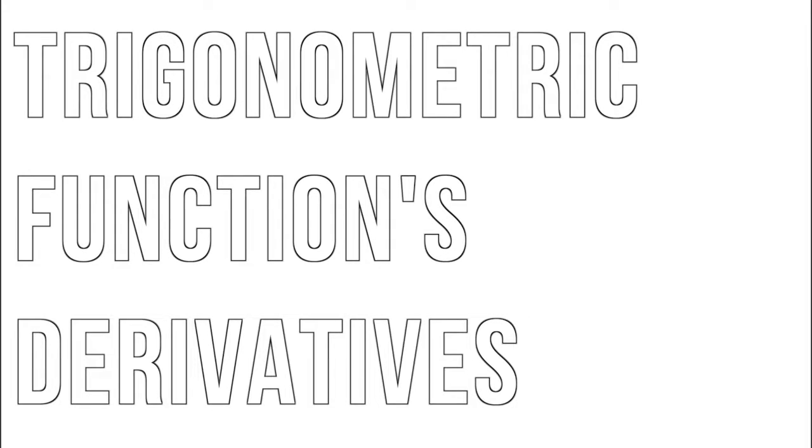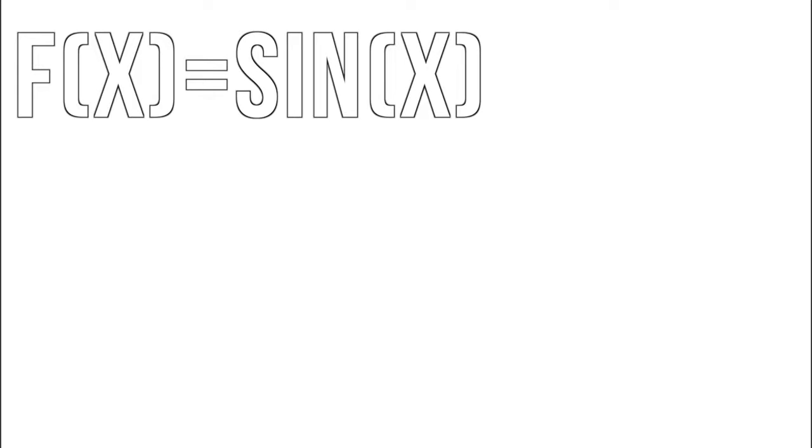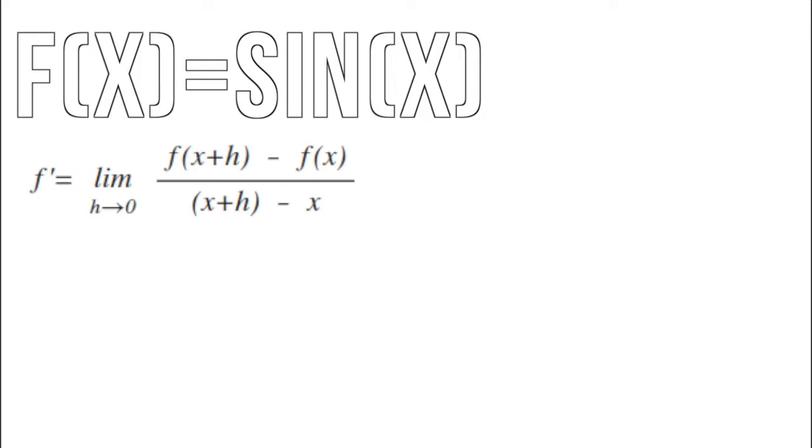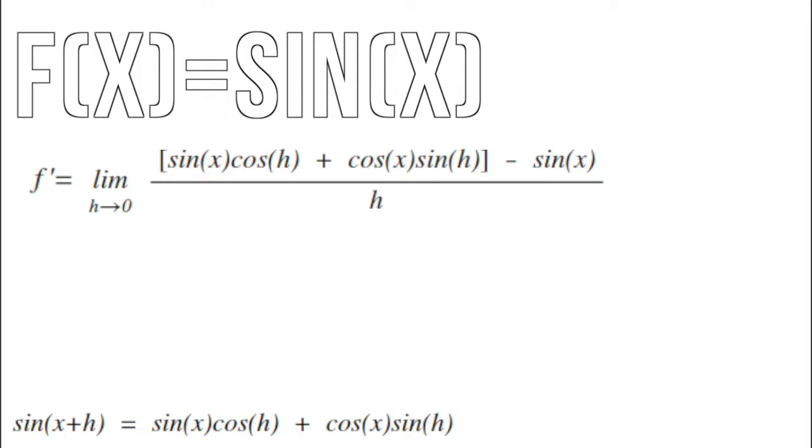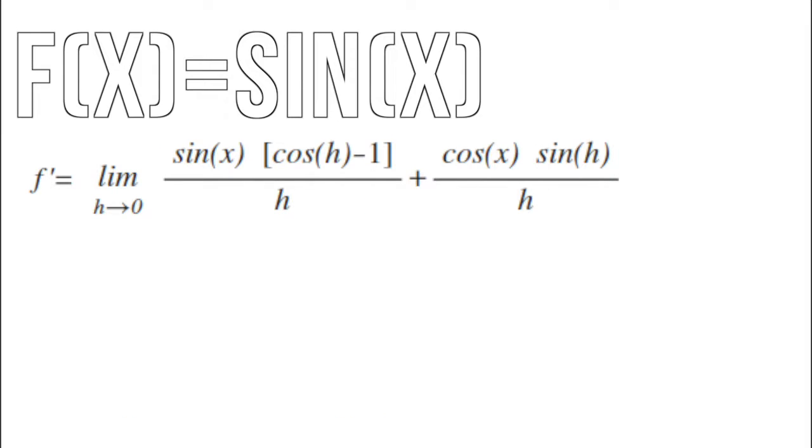Derivatives of trigonometric functions have interesting relationships with each other. Let's begin with sine, and in order to find the derivative of sine, we need to use the formal definition of derivative. After substitution, we realize that there's no way to factor, so we transform the sine of x plus h using the sine angle addition formulas. Then we can factor out the sines after rearranging them.